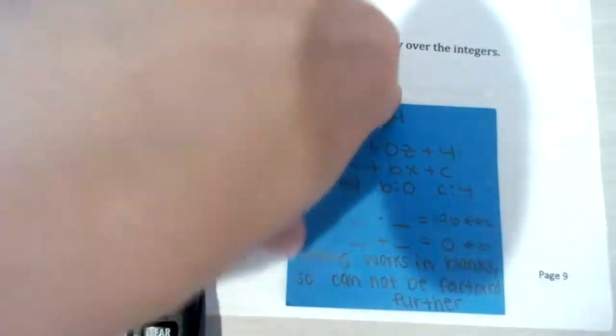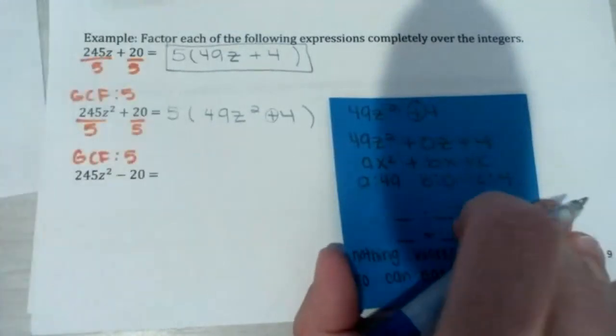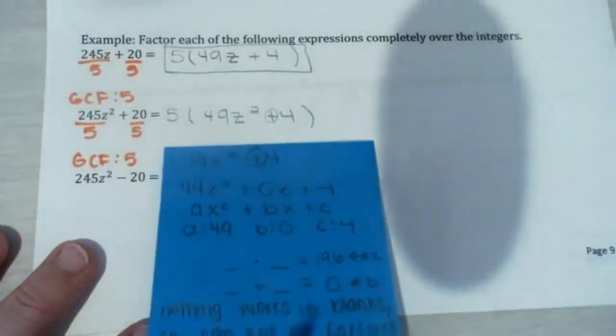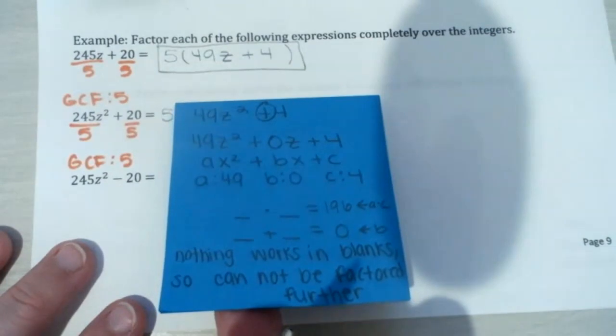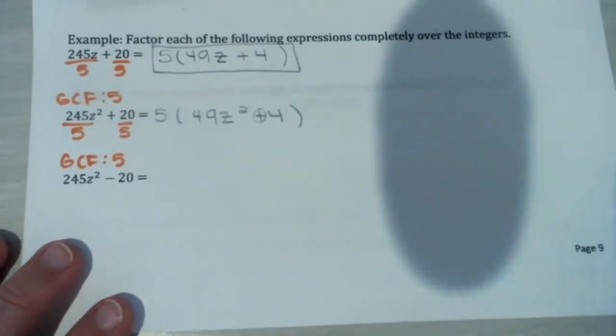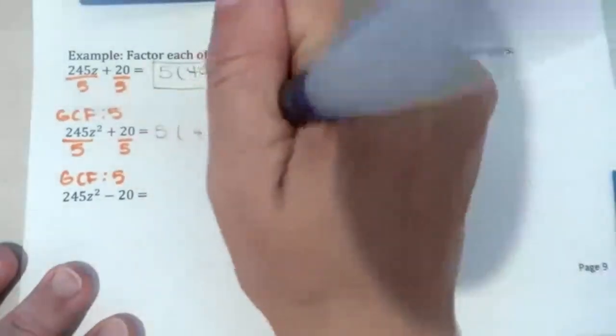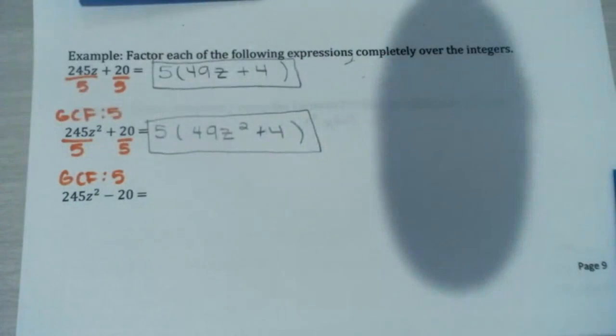So that means it cannot be factored further. And I say further because we did take out that GCF, so we did factor something, we just can't factor it anymore. So you can see that part. All right, so because of that plus sign, we can't factor it further. We are done. I'm going to write a little note though on the side.